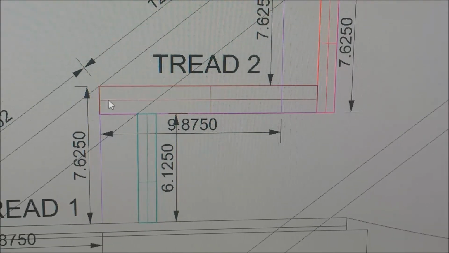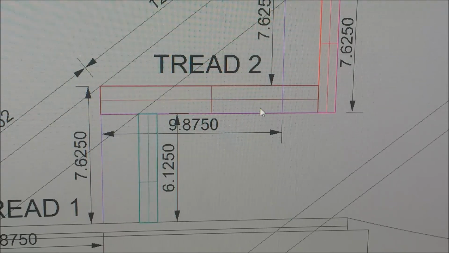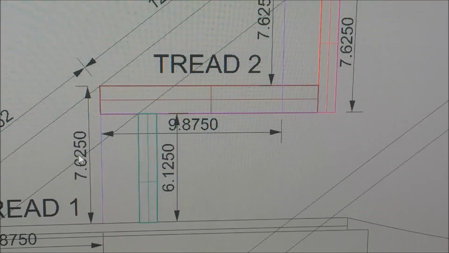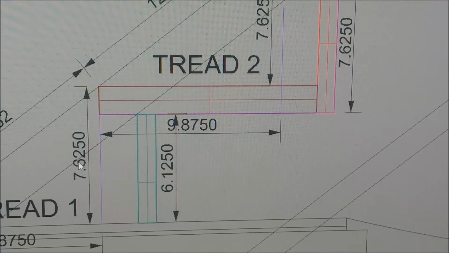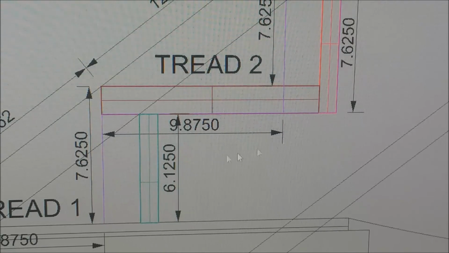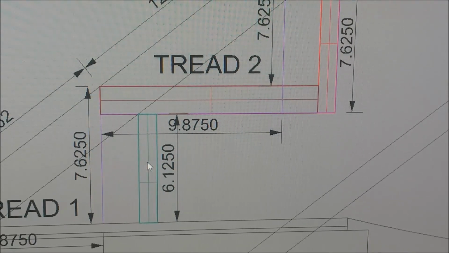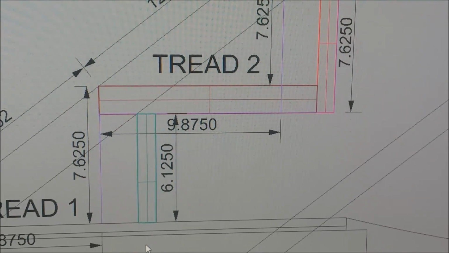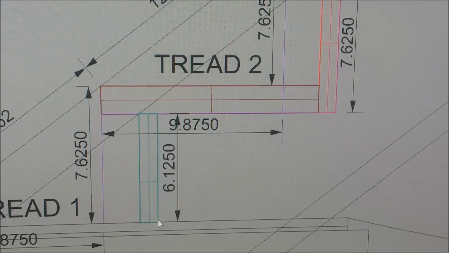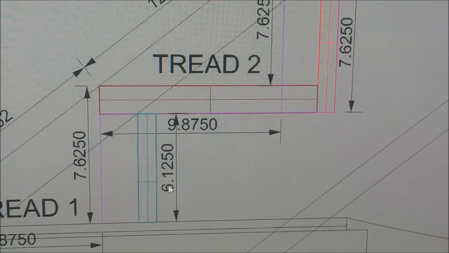Okay, so you've gone down the thickness of the tread, and actually the total height is 7.6250. It's the same on this step as it is on the next one. The only difference is the riser board, because it can't go down the height of a stair tread because you've hit the floor or the sidewalk or whatever's down there. That's why it's shorter by a stair tread.